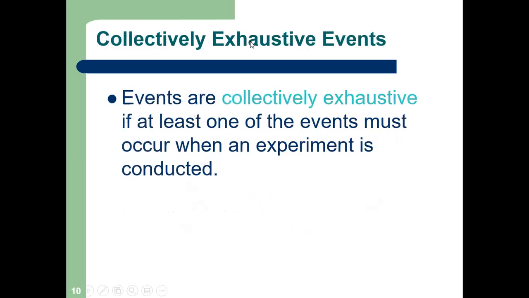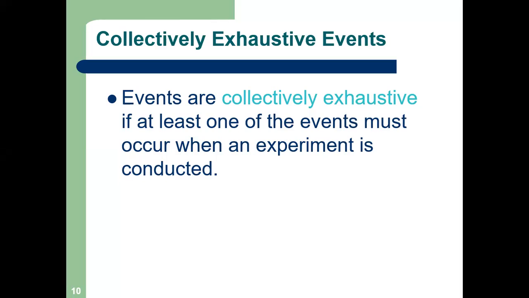Now, move to our next topic. The other one is collectively exhaustive. This is the same concept we discussed in frequency distribution. In frequency distribution, we took it like one observation should be included in one category, and there is no unattended observation. So here in this probability concept, at least one of the events must occur when an experiment is conducted.